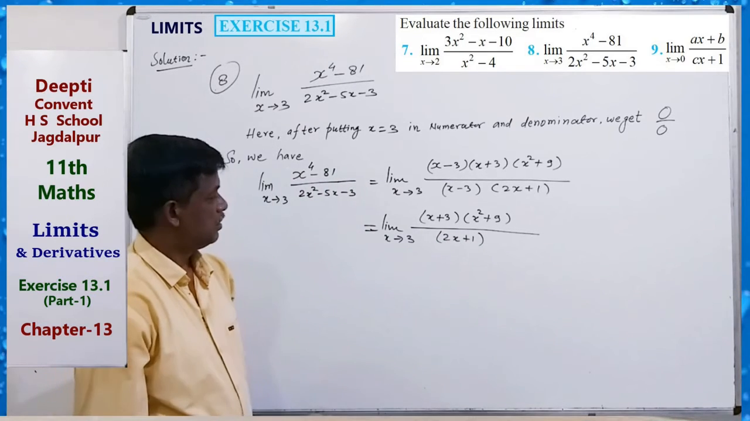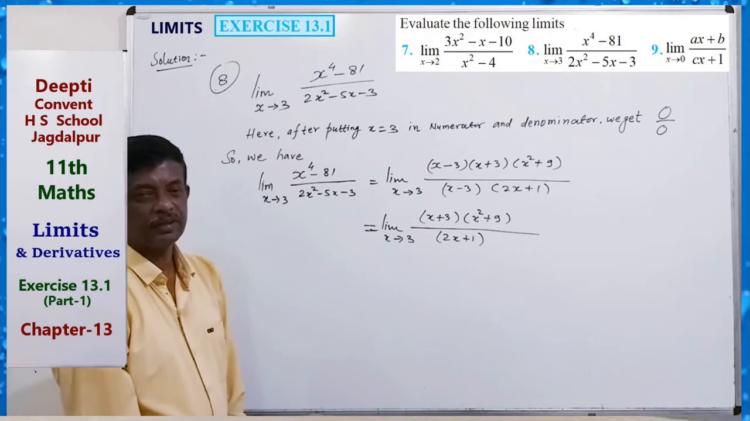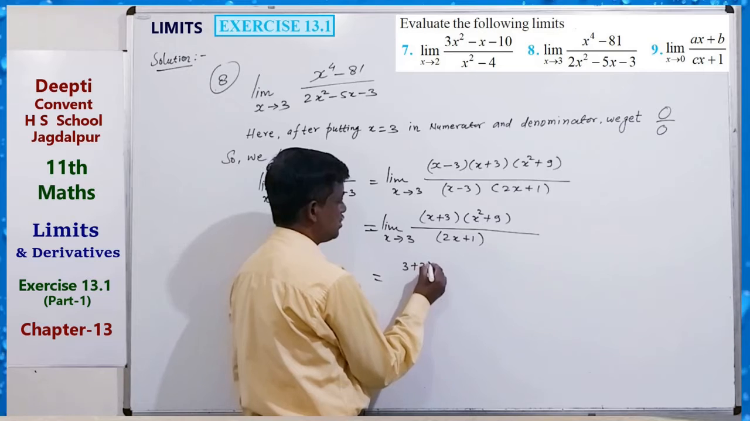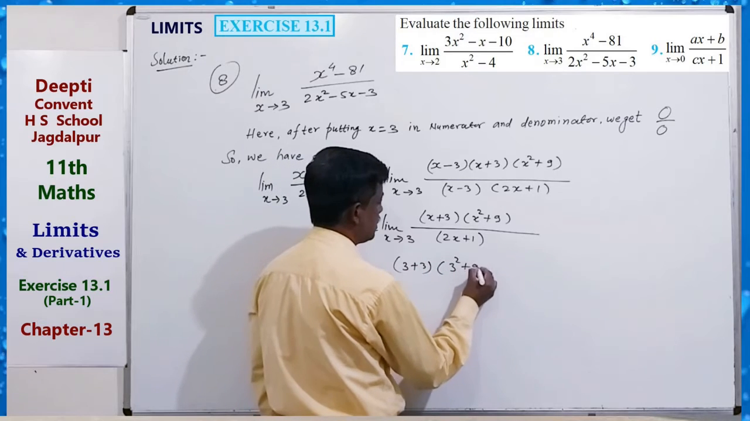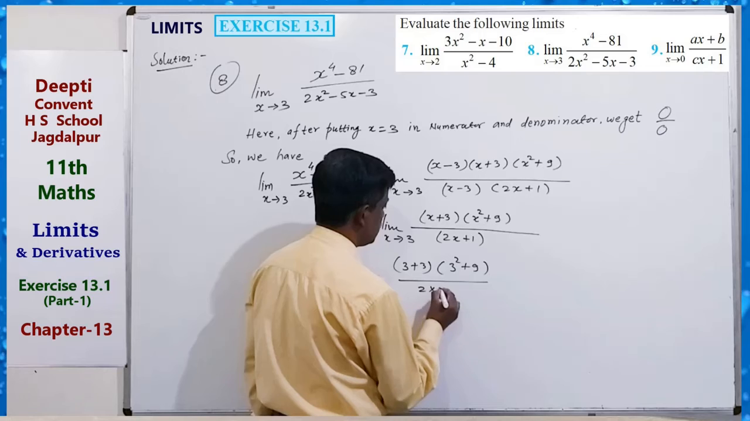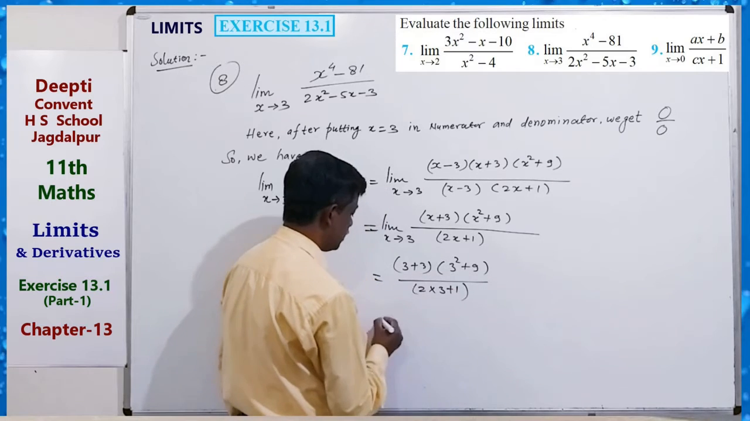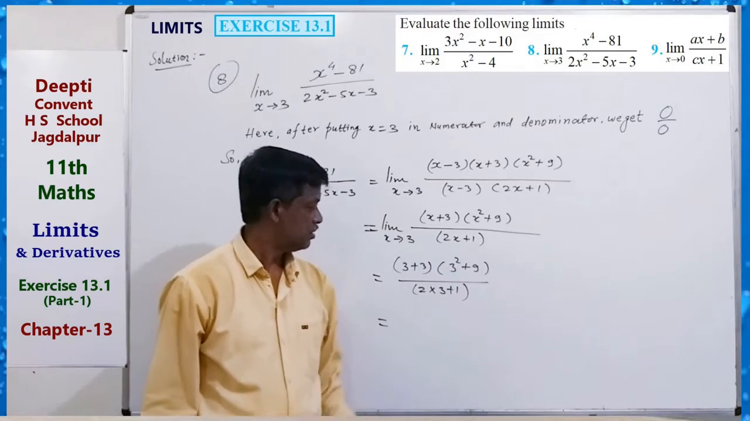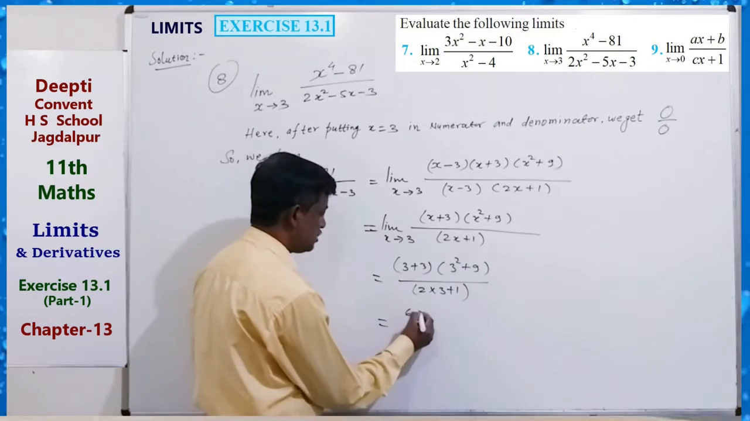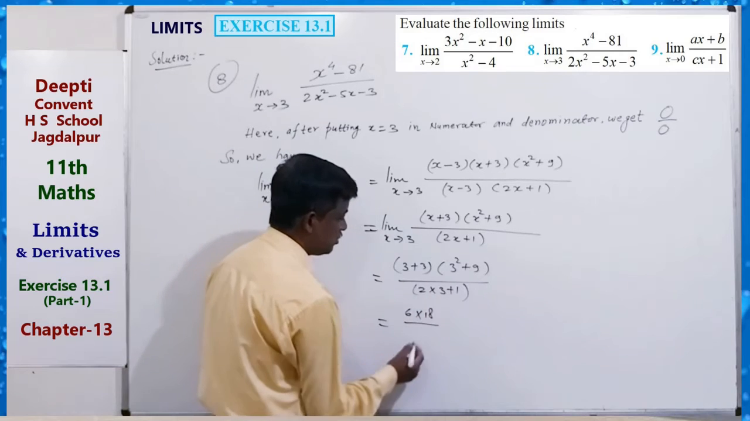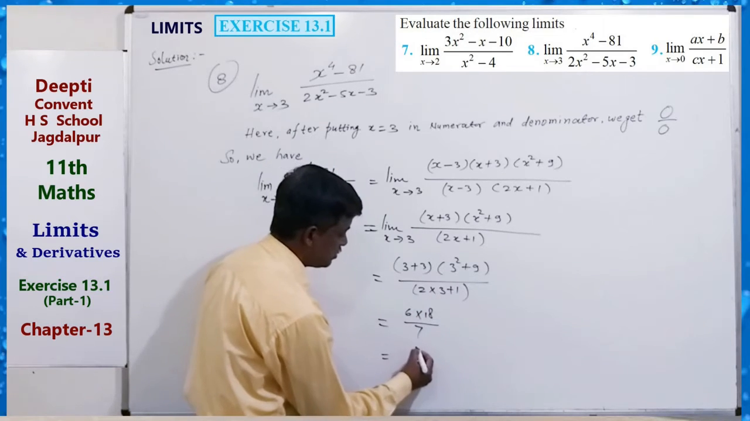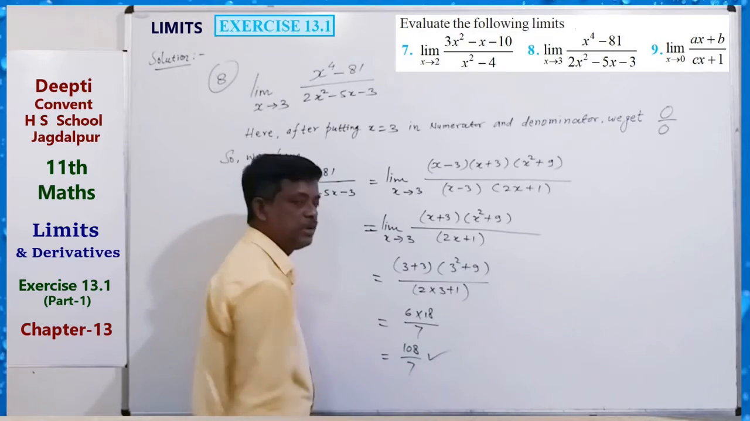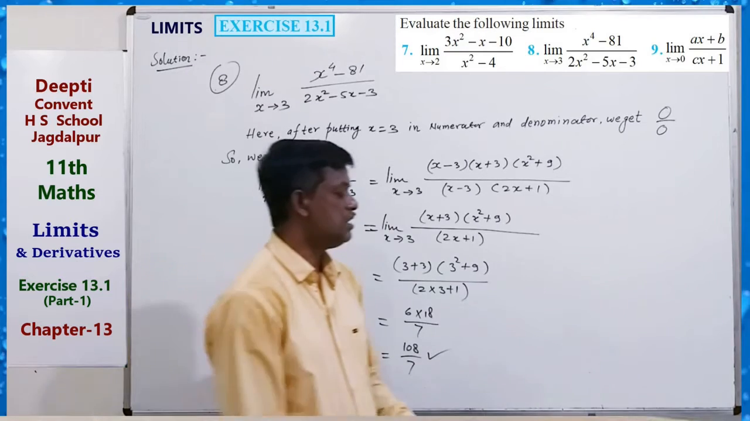Now we can put x equal to 3 and get a finite value. So 3 plus 3, 3 square plus 9, upon 2 into 3 plus 1. So 6 into 18 upon 7, so 108 by 7. This is final. So this is the limit.